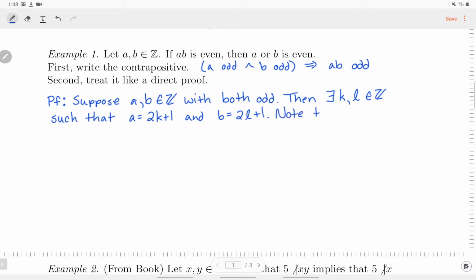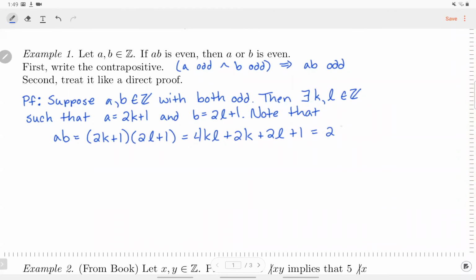Note that, here we go, let's do our algebra. AB will equal (2K plus 1) times (2L plus 1), which is 4KL plus 2K plus 2L plus 1. I want AB to be odd, so I need to write it in that form: 2 times something, which is 2KL plus K plus L, all that plus 1.